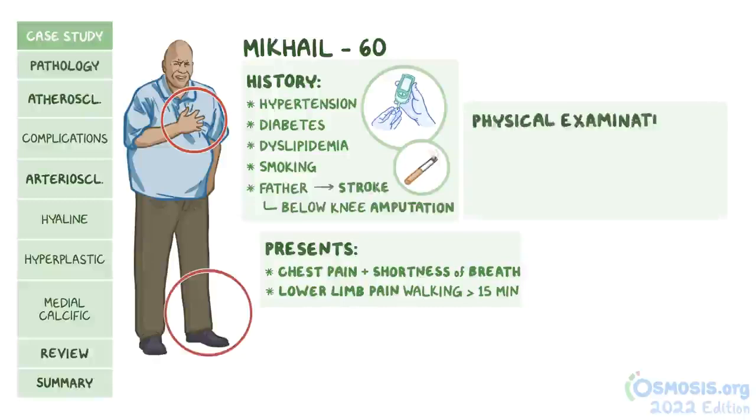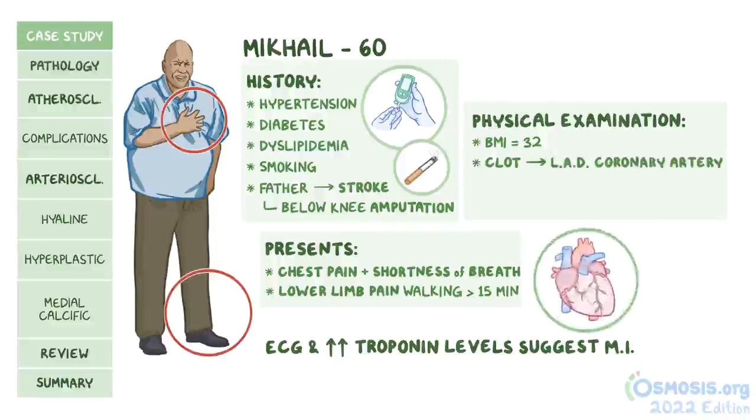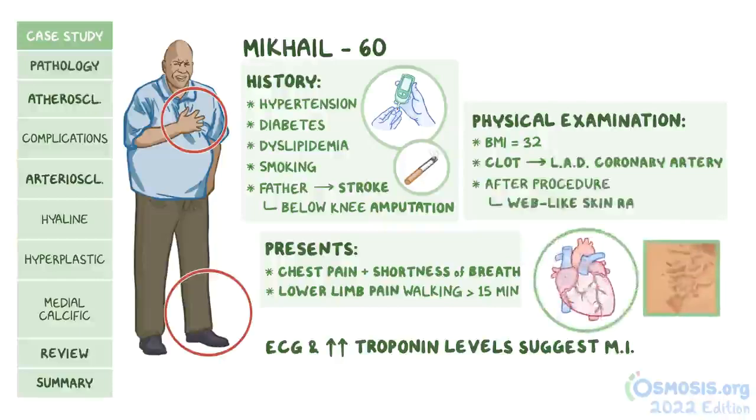On physical examination, Mikhail's BMI is 32. On further workup, his ECG and high troponin levels suggest a myocardial infarction. Mikhail goes to the cath lab to undergo percutaneous coronary intervention, which showed a clot occluding the left anterior descending coronary artery. After the procedure, the chest pain resolved. However, he started developing a web-like skin rash.